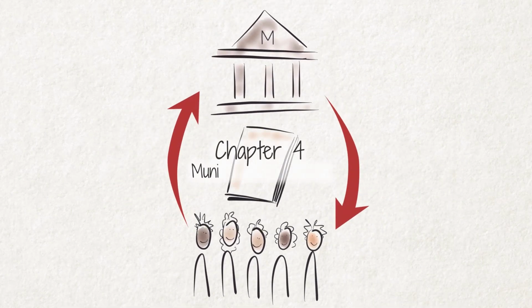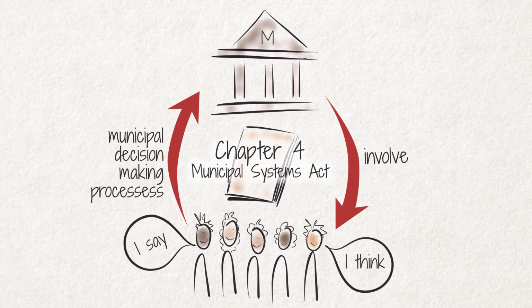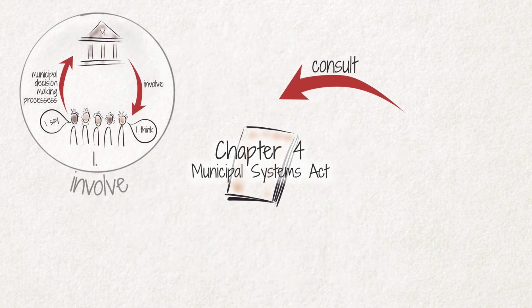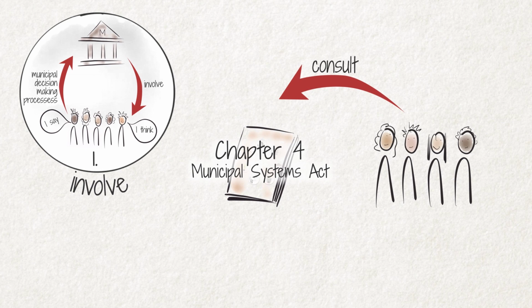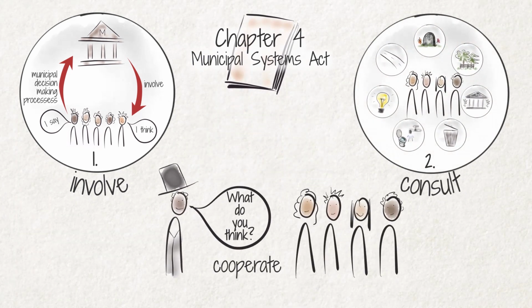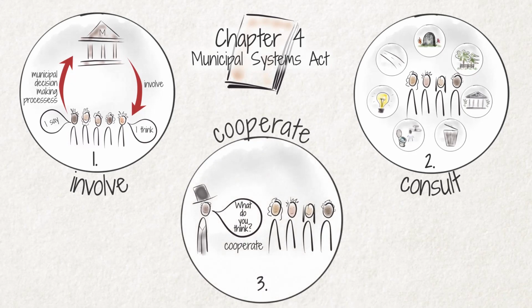Chapter 4 of the Municipal Systems Act requires municipalities to encourage the involvement of communities in municipal decision-making processes, consult the local community about municipal service delivery, and cooperate and communicate with the local community.